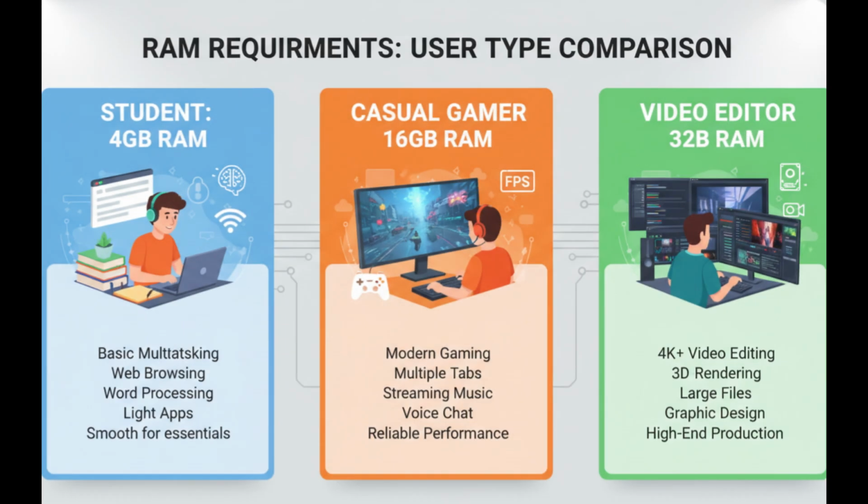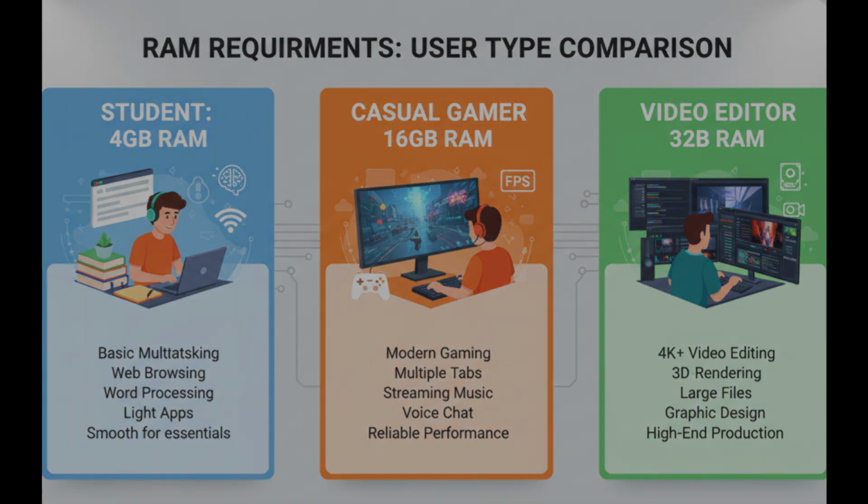How much RAM do you actually need? 4 GB is only for basic tasks. 8 GB is good for browsing and office work. 16 GB is ideal for gaming or multitasking. 32 GB or more is best for video editing, 3D design, and heavy software. Choose based on your needs.